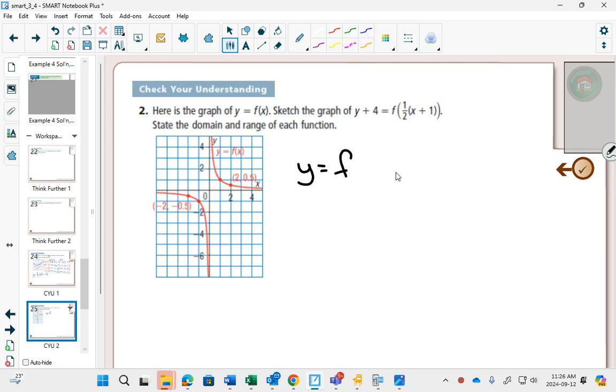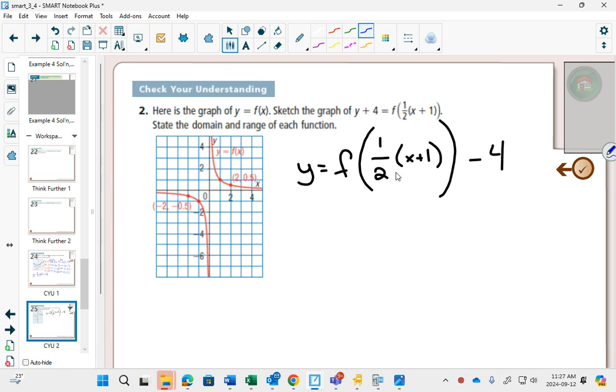Sometimes, when I have brackets inside of brackets, for my brain it really helps if I make them different sizes. So my outside brackets I made really big, exaggerated, my inside brackets really small. I moved the 4 over to the other side. Notice this is already in factored form. Things are good. The 1/2 has been factored out.